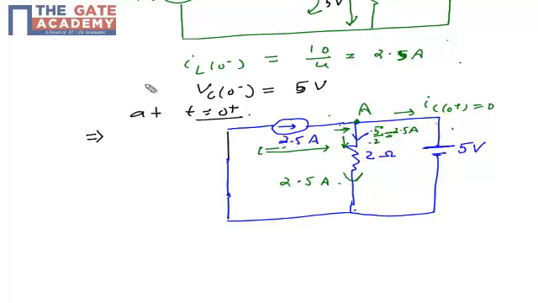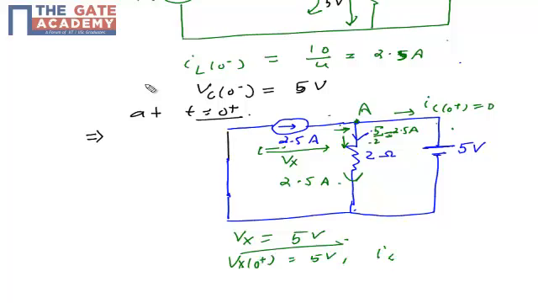You can see that my current source is in parallel with a 5 volt battery, and KVL, a fundamental law, says that in parallel the voltages are the same. So the voltage across the inductor, which is the current source branch, will be 5 volt because it's in parallel with the battery. So the voltage across the inductor, VL at 0 plus, will be 5 volt.